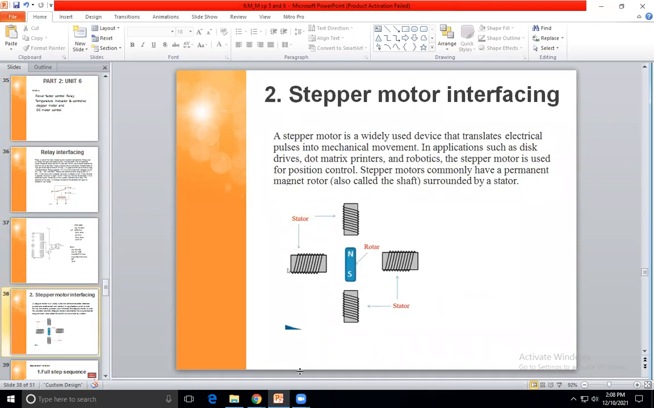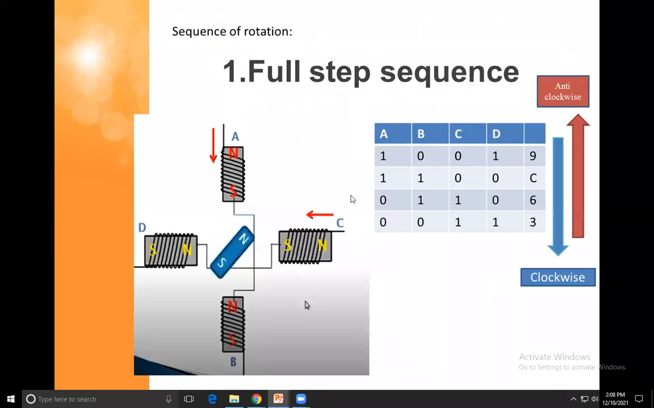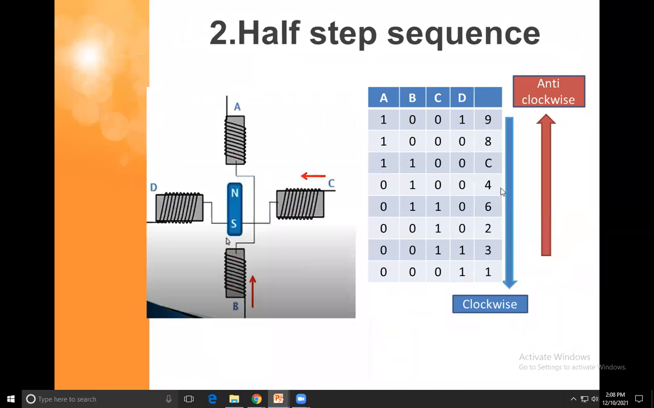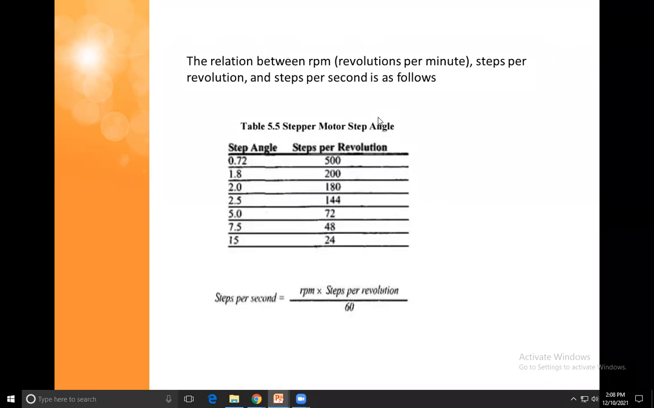In that stepper motor, we are discussing how the rotor will be rotated by giving the input to the stator of the motor. This is the full step sequence and half step sequence we are discussing there. Clockwise means 9 8 C, it is the half sequence; anti-clockwise means 1 3 2 1. Here we are discussing one program for the full sequence of the stepper motor.